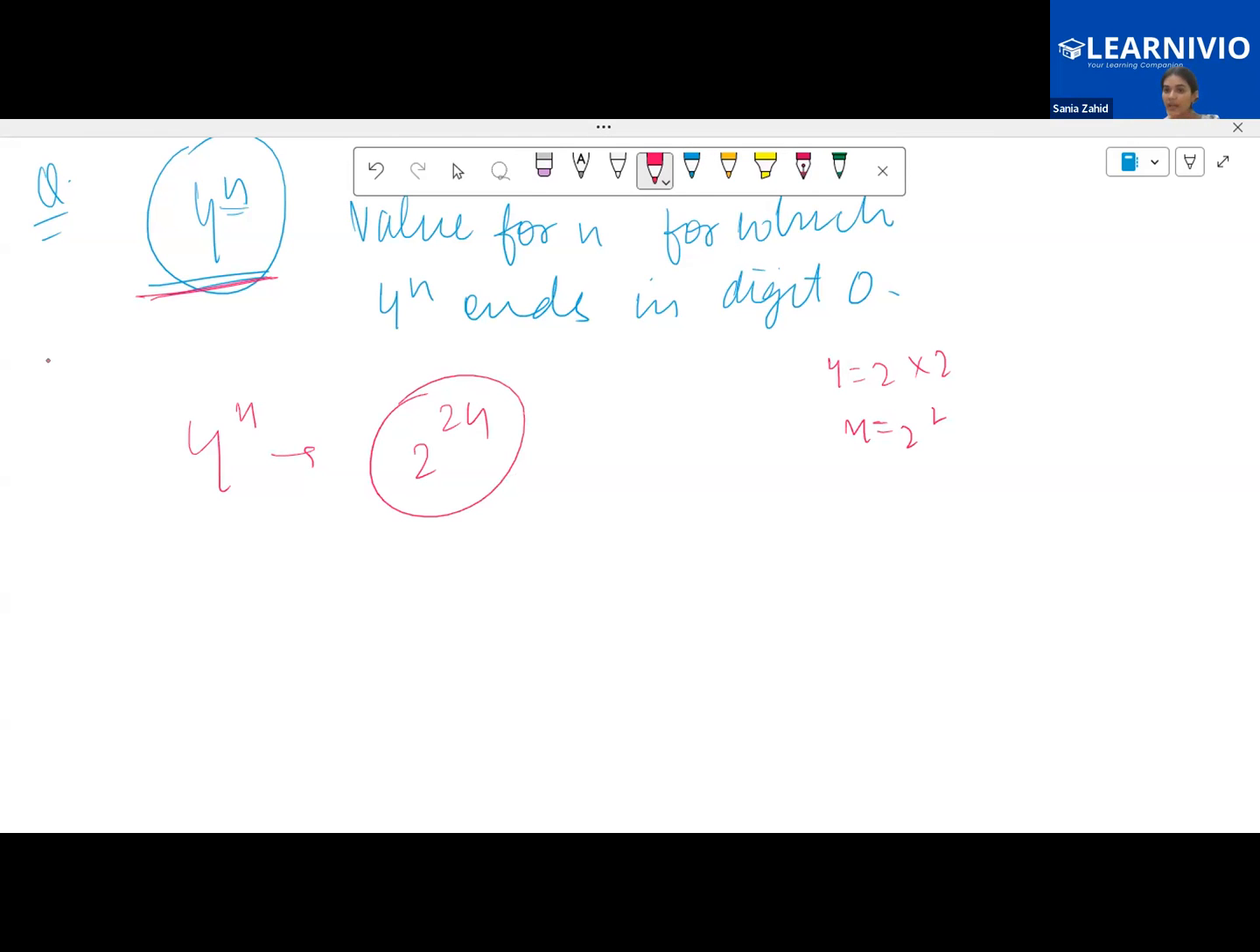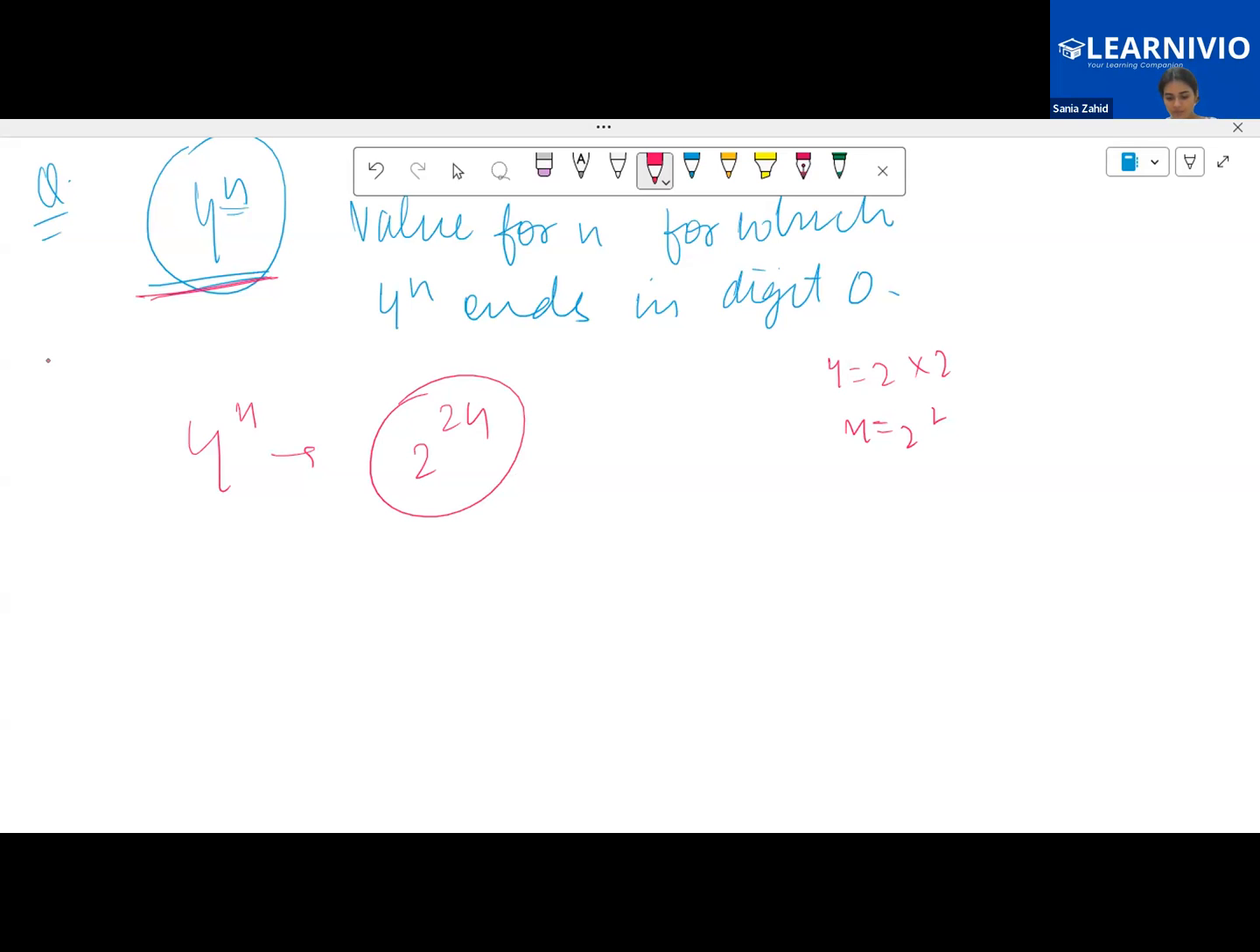Now over here, nowhere can I see 5 as a factor. The factor of 4 is 2 into 2 into 2 into 2 and so on, right? Whatever my number is, it does not have 5 as its factor. That means there is no value for n for which 4 to the power n can end in digit 0. There exists no such value. If there was any value, then it would have 5 as its factor. But since 5 is not a factor of 4 to the power n, it cannot end with digit 0.